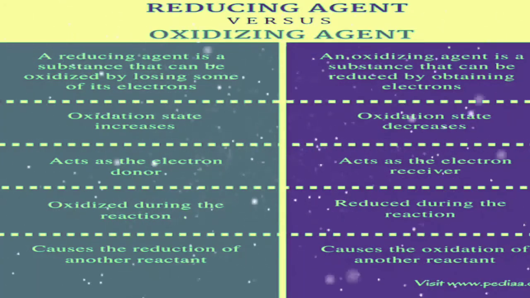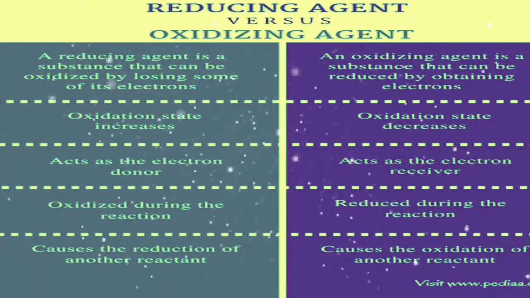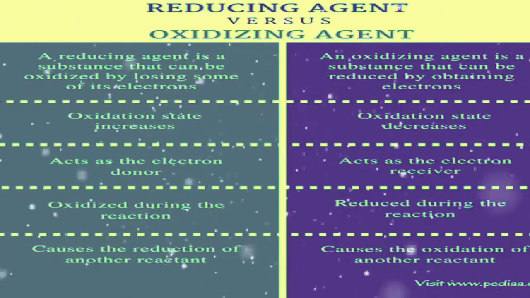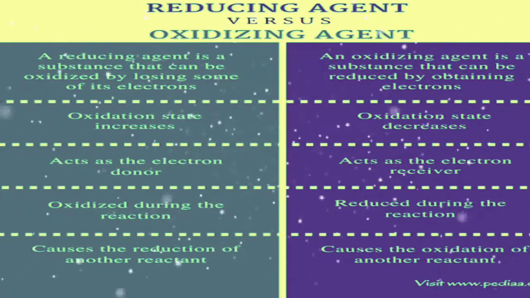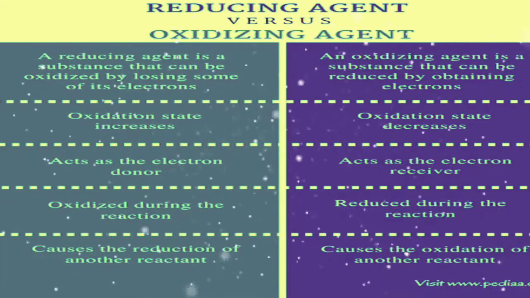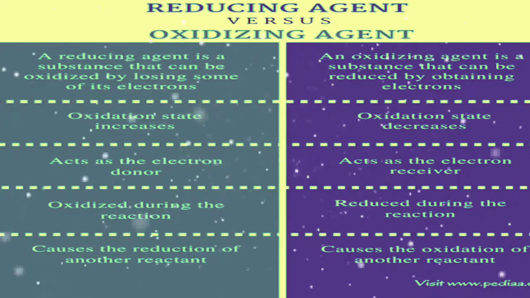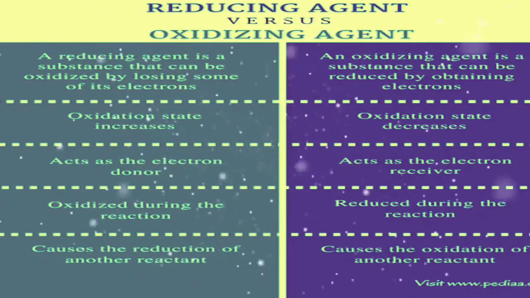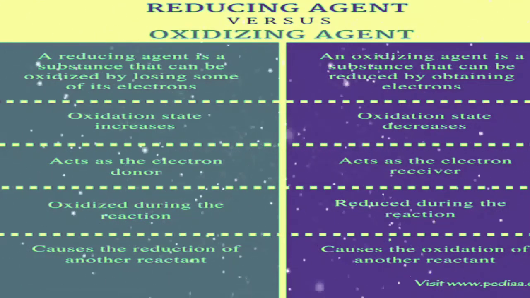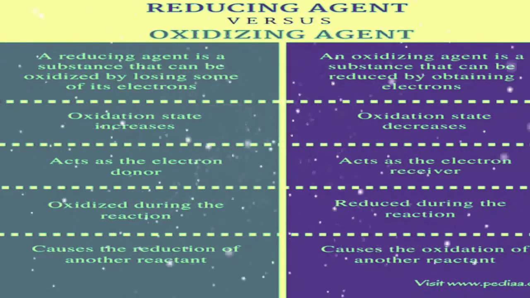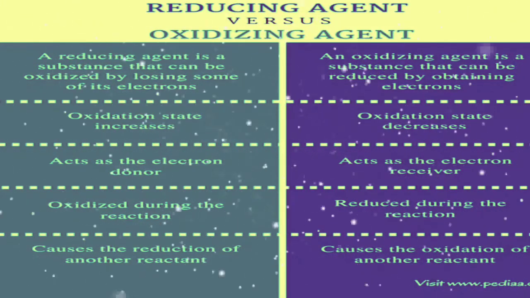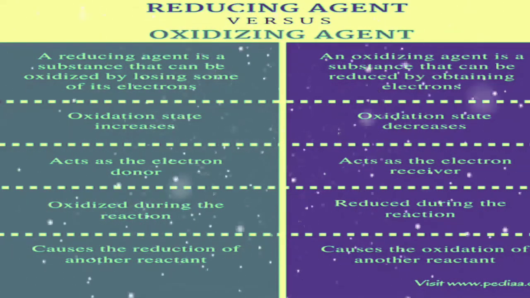Chlorine is the reducing agent because it is giving electrons to sulfur and is itself oxidized into chlorine, and sulfur is reduced to hydrogen sulfide. It means that when an oxidizing agent oxidizes another atom or molecule, it is reduced itself.